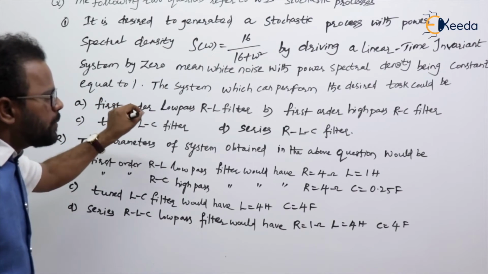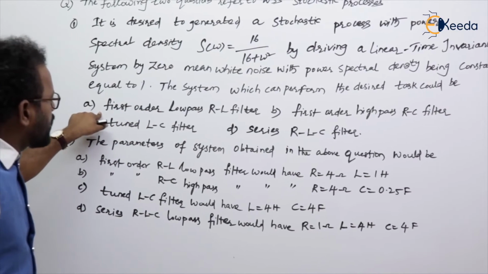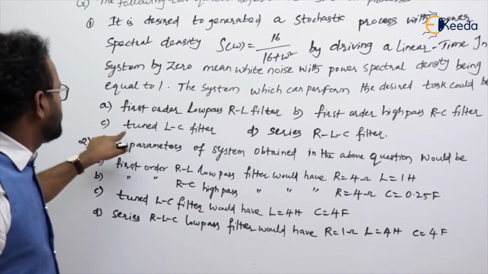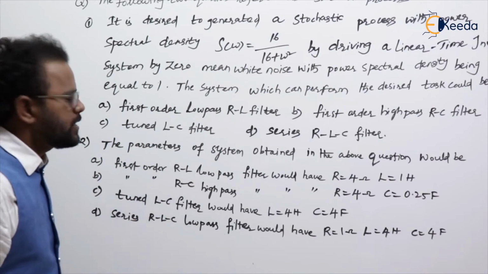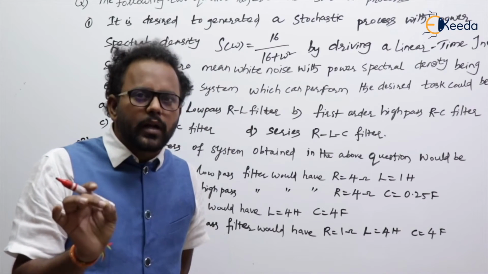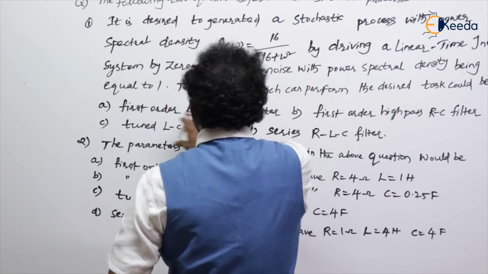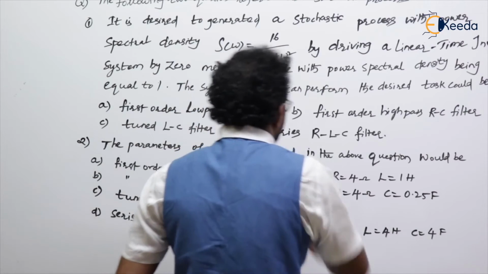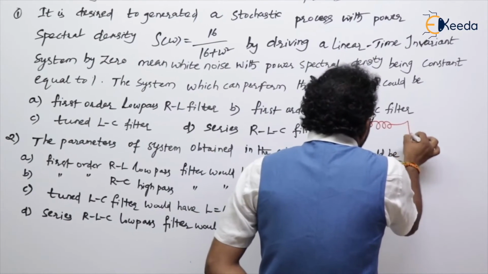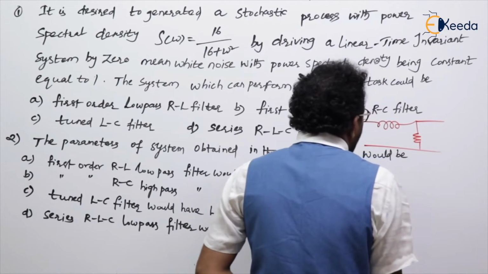Which system can perform the desired task? There are 4 options: first order low pass RL filter, first order high pass RC filter, tuned LC filter, series RLC filter. This question we have to do on a trial and error basis. If we see the first option, first order low pass RL filter, it is an inductor in series with the resistor. This is the first order low pass RL filter.